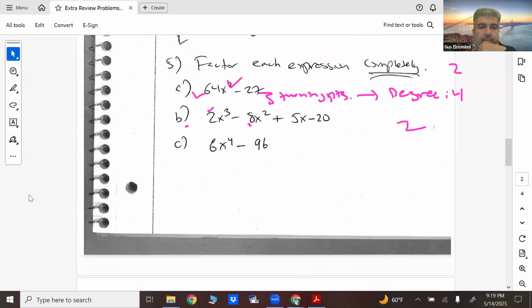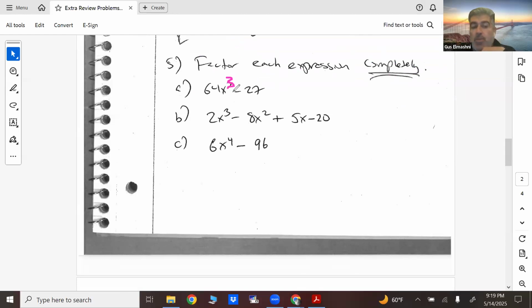Okay, simplify 5. That should have been 64x cubed, by the way. That's a mistake there. So there's a formula I'll give you guys. It's called the difference of cubes, which looks like this. And I have this on Delta Math as well.